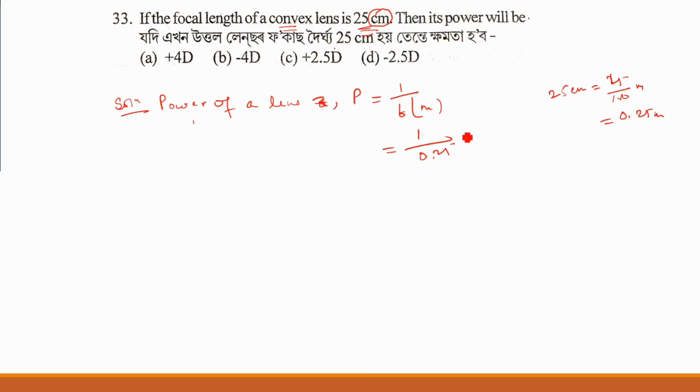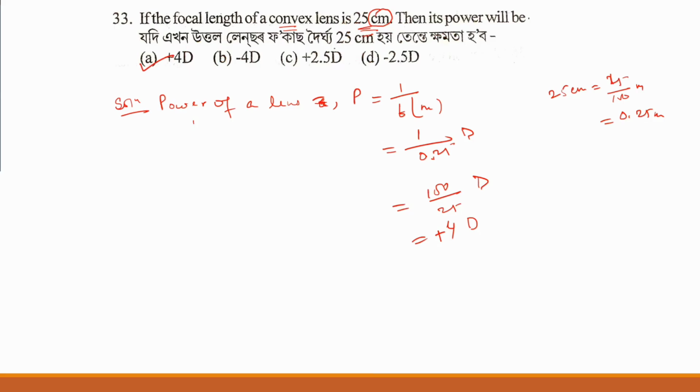Diopter. So this will be 100 divided by 25. That means we have omitted the decimal, so we have to multiply the numerator with 100 and the denominator with 100. So 100 divided by 25, then we'll get 4 diopter. So 4 diopter means plus 4 diopter. So our correct option will be: if the focal length of a convex lens is 25 centimeter, then its power will be plus 4 diopter. Hope you are understanding the solutions. Now we'll proceed to the next question.